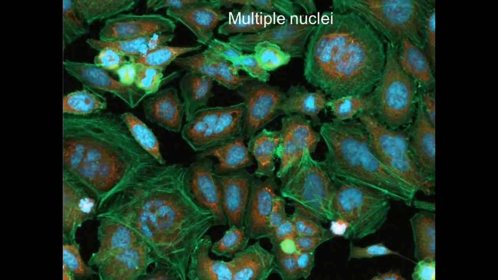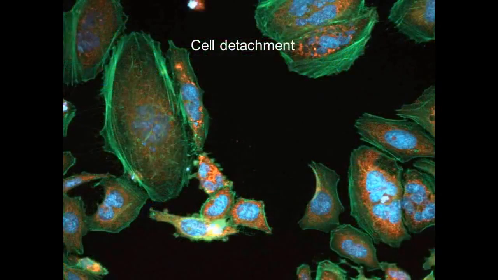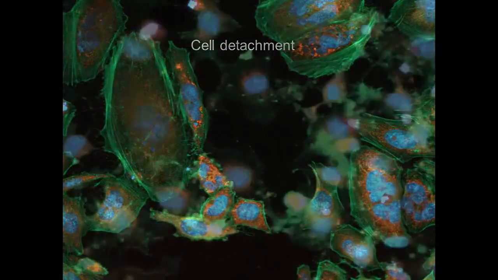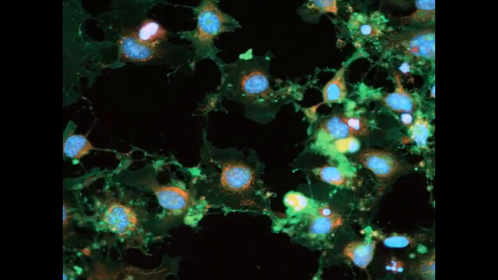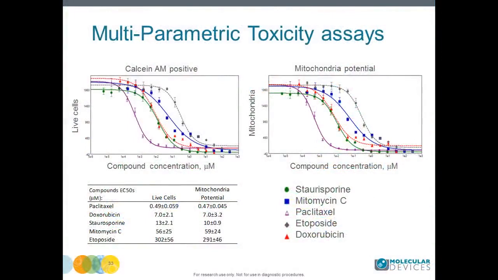You can spot changes in a number of nuclei or nuclear shape. You can also measure cell shrinking or cell detachment, in this case with staurosporine. Finally, you can use multiple measurements to define AC50s for different compound effects.